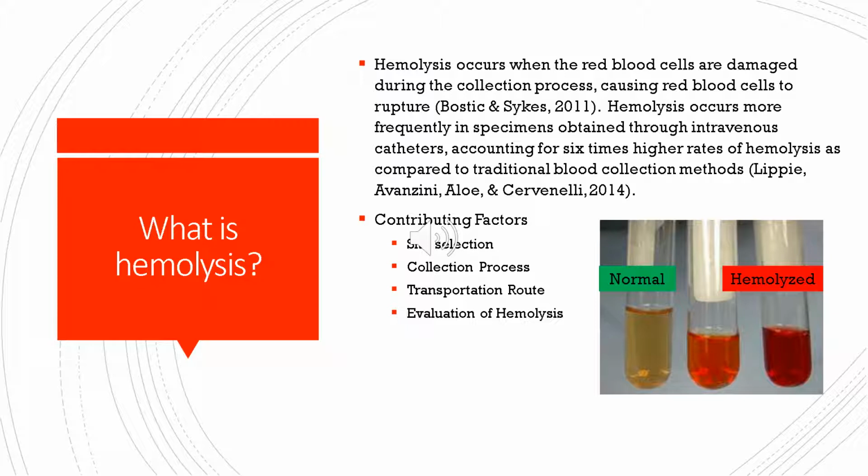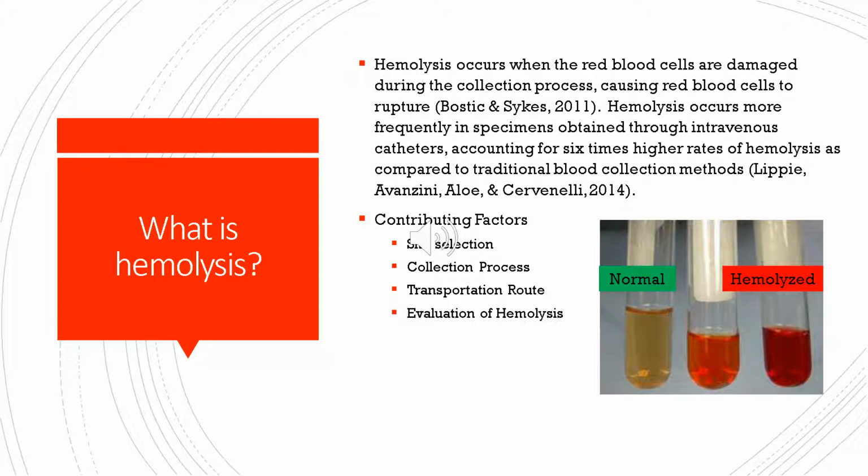So first, let's look at site selection. Site selection is important as it can increase or decrease the risk of hemolysis. Hemolysis occurs in around 80% of specimens that are collected at distal sites. So the antecubital site, for instance, would be an ideal location for blood collection. However, it's the least ideal for inserting an IV catheter.